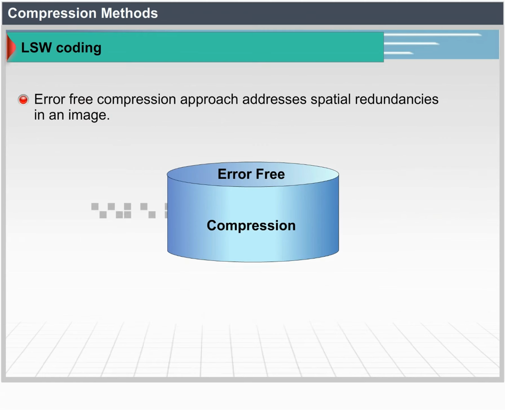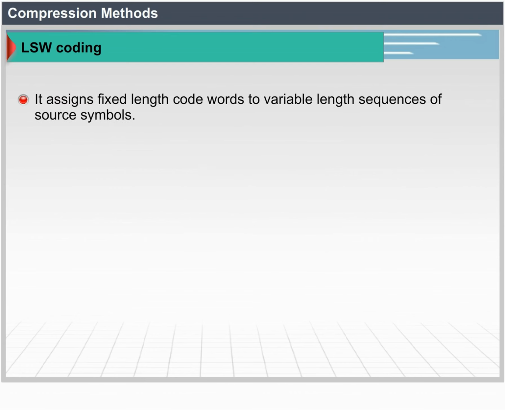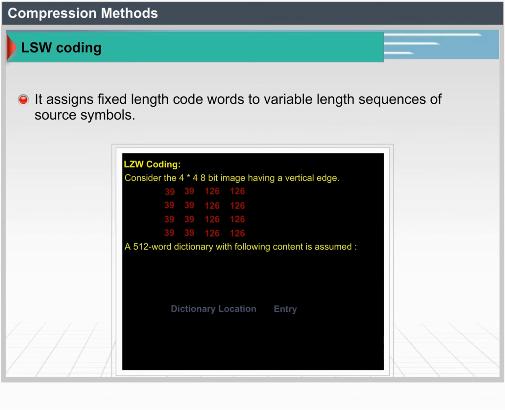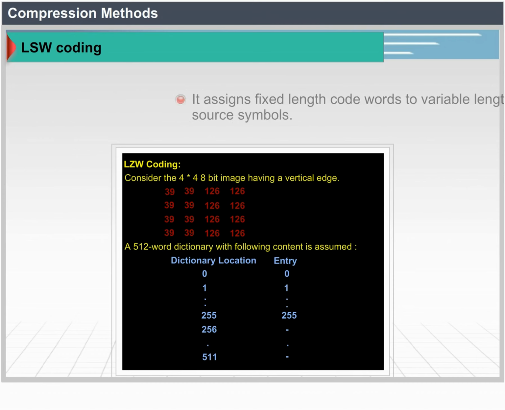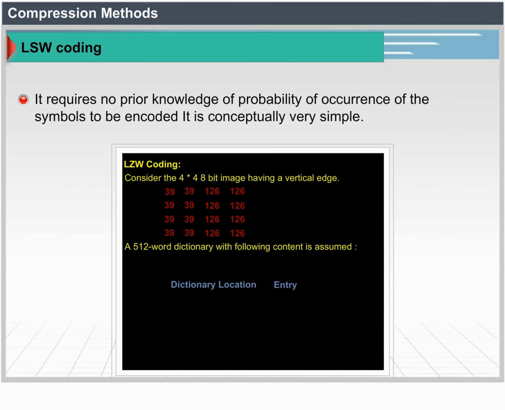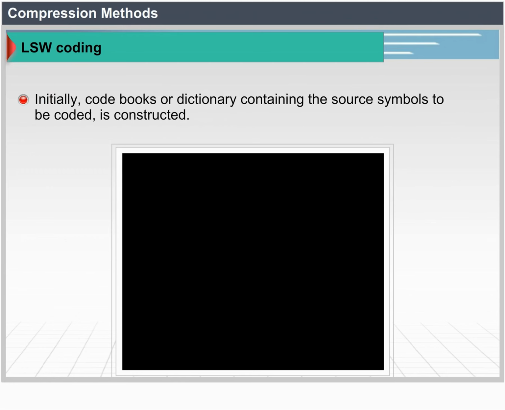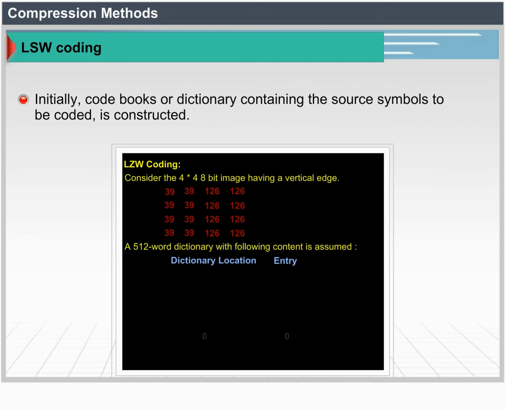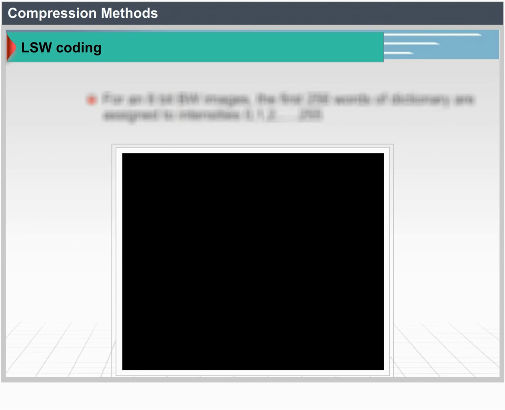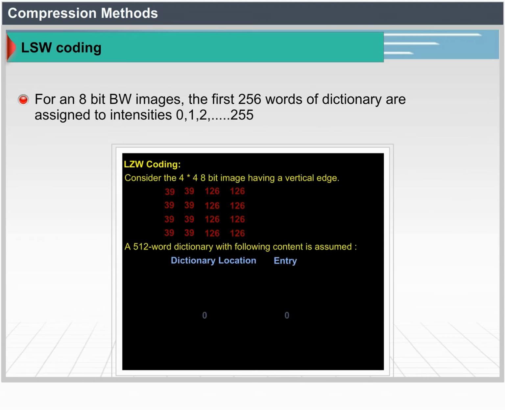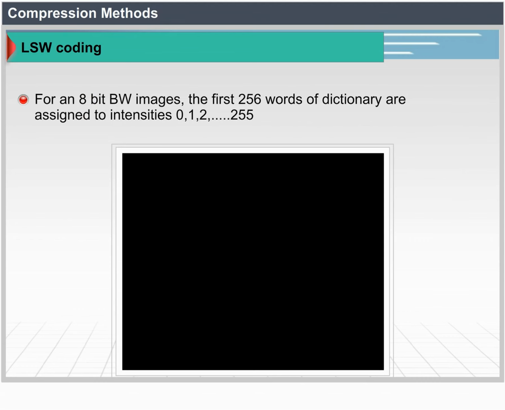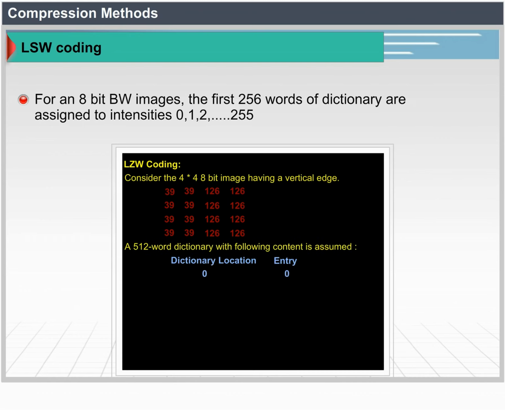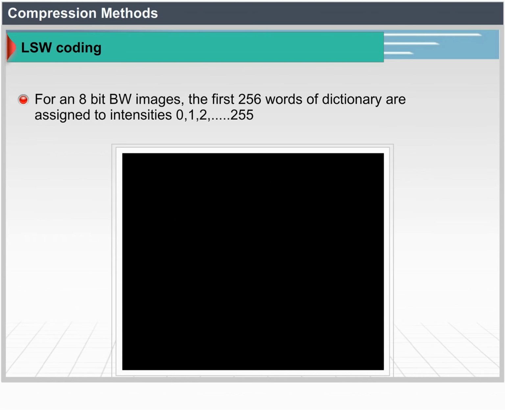It is an error-free compression approach that also addresses spatial redundancies in an image. It assigns fixed-length code words to variable-length sequences of source symbols. It requires no prior knowledge of probability of occurrence of the symbols to be encoded. It is conceptually very simple. Initially, a code book or dictionary containing the source symbols to be coded is constructed. For an 8-bit image, the first 256 words of the dictionary are assigned to intensities 0, 1, 2, going up to 255.